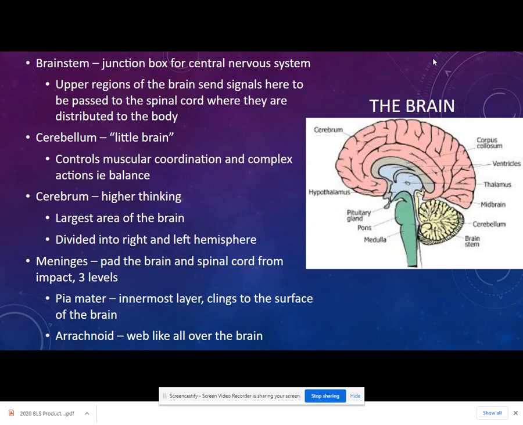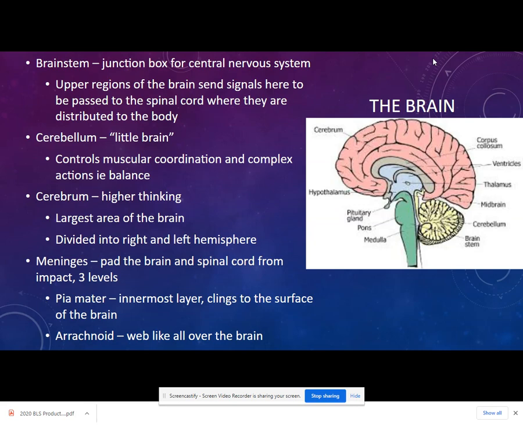Then we've got our cerebellum. So remember that little brain in the back, kind of a secondary brain? The cerebellum mainly controls muscle coordination and complex actions in balance. So that's where all of our athleticism comes from, is the cerebellum. The cerebrum, remember we talked about that's the main gray matter, what we think of the brain, the frontal lobe, parietal lobe, occipital lobe. That's higher thinking. This is the largest area, and like I said, it's divided into right and left, and then lobes from there.